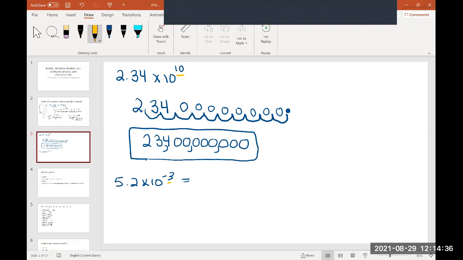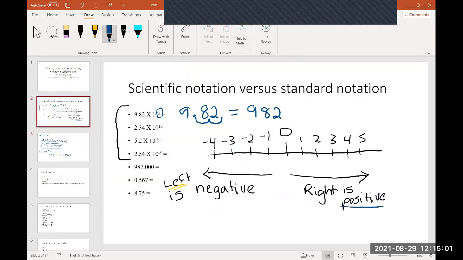What would that look like? 1, 2, 3. Put in your new decimal place, fill in those happy faces with zeros, and now our answer is 0.0052 for the standard notation. Let's do another one. 2.54 times 10 to the negative 5.